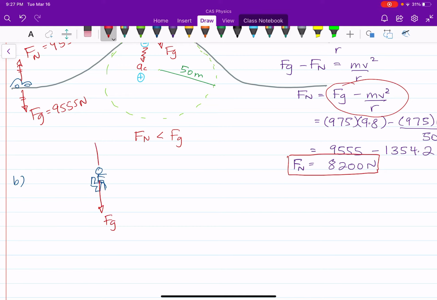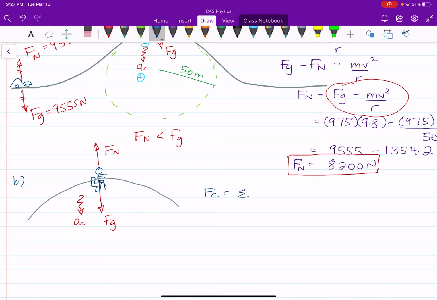There's the force of gravity, and there's a normal force. But remember, this guy is accelerating down because he's going around this circle, right? And that circle is, even though he's not turning upside down, it's still creating a circle. So that's making the gravitational force greater than the normal force. So in this case, we do the same thing.